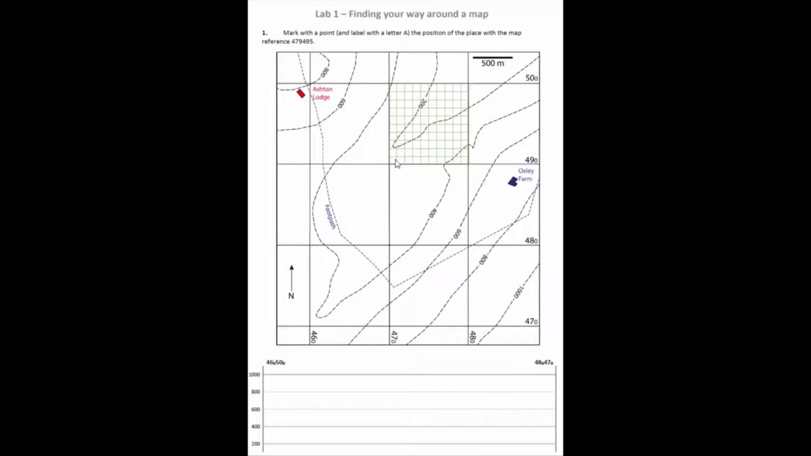So now what we can do to find ourselves is just count along 7, 9 of these smaller subdivisions. 1, 2, 3, 4, 5, 6, 7, 8, 9. And then you go to our y coordinate, which is 495, so count 5 up from our 490 grid line. So 1, 2, 3, 4, 5. So that's where A is going to be on our map.